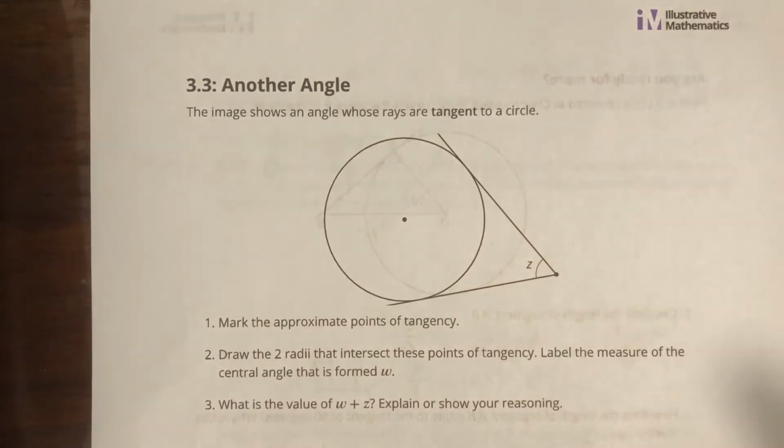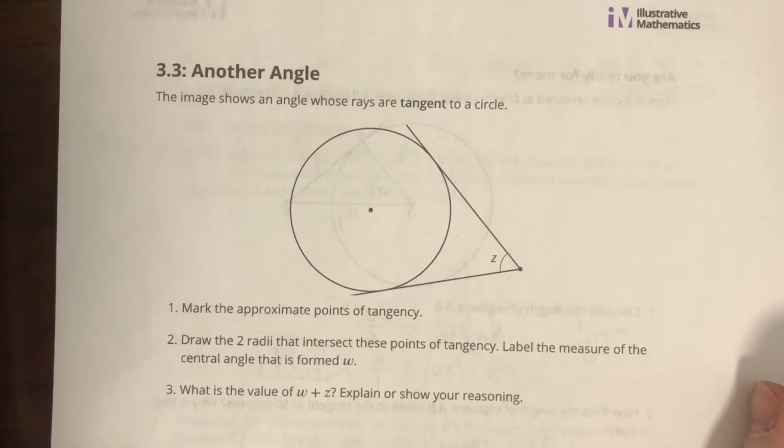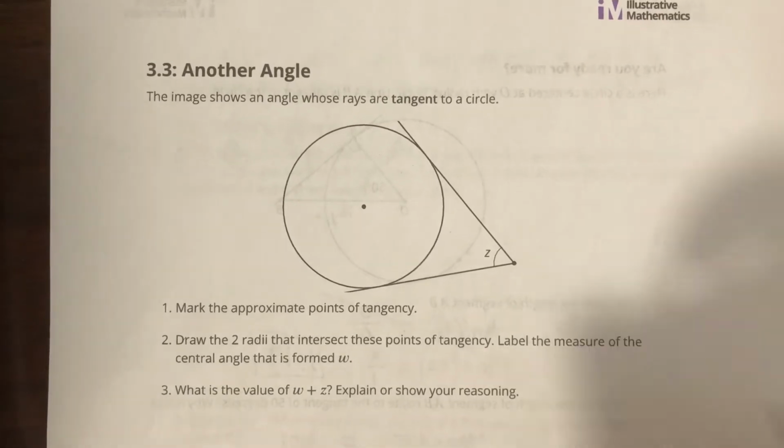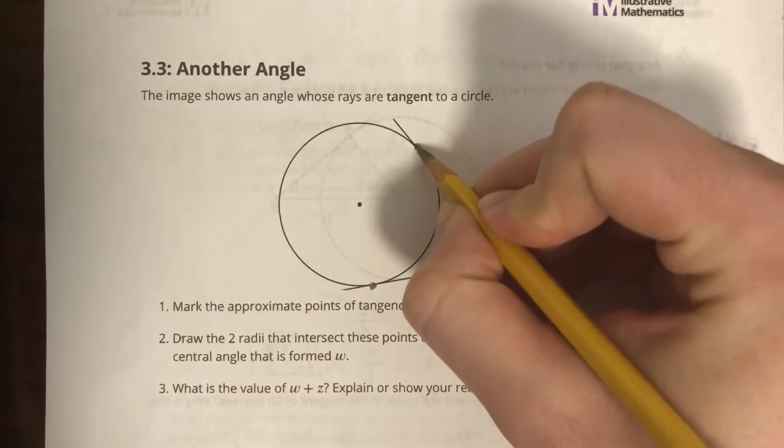All right, 3.3, another angle. The image shows an angle whose rays are tangent to a circle. Mark the approximate points of tangency. So it looks like it's about here, and it looks like it is about here.